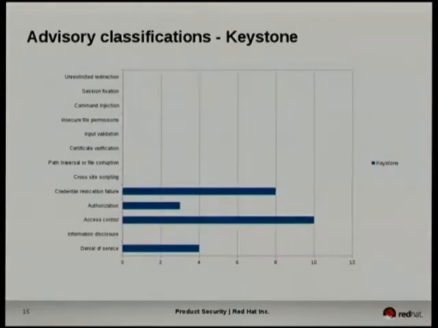Keystone, the majority of the flaws that we've found there are around access control or authorization. I've lumped a few others into credential revocation failure. That's probably not a very good category, but I guess it's trying to represent things like token expiration or token revocation that hasn't been properly applied. You could probably put that together with access control.